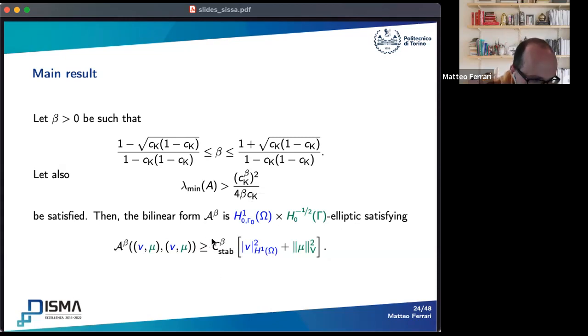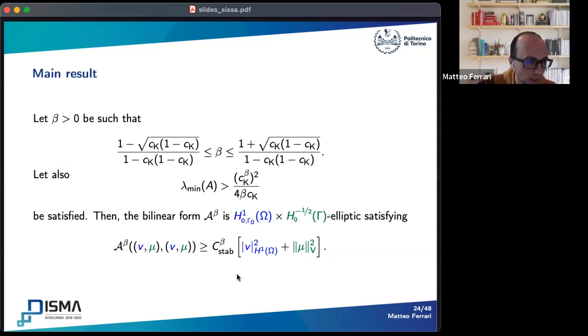Here we have this C beta star, a precise computable ellipticity constant, and we can verify that, again, this is really sharp. Like the result by Steinbach and Hofer, if the minimal eigenvalue is smaller than this quantity, by fixing a beta, then this is not anymore elliptic. So this is very sharp for each beta. I have done a lot of numerical tests, and this is really sharp.